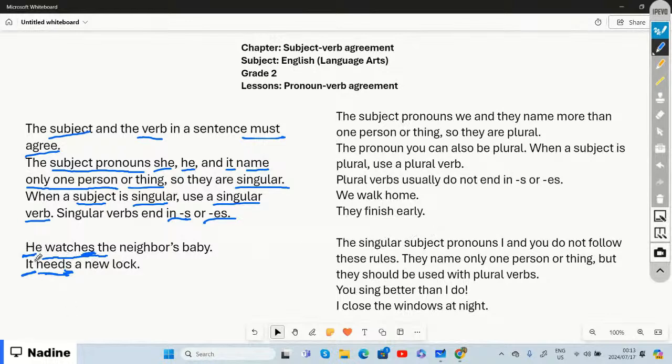And like we said, if we have an example where we say, he watches the neighbor's baby. So watches, something that he's doing. The verb is watches. Not just watch, but watches, es. Or it needs a new lock, right? So needs, it ends with an s.